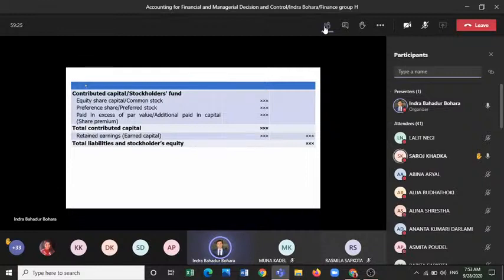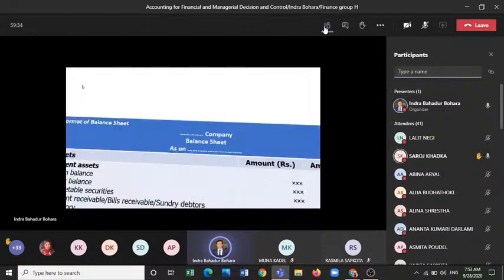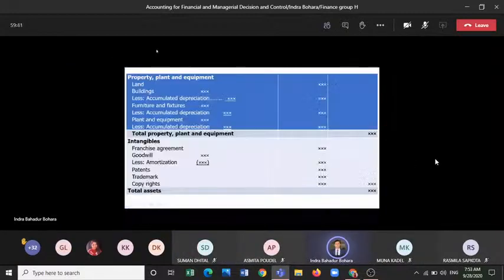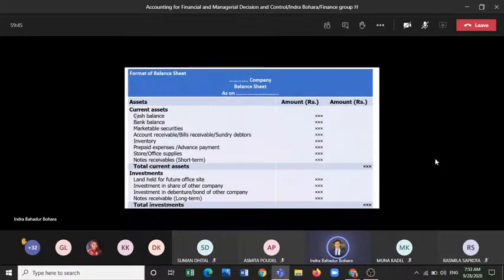this is the basis of preparing the balance sheet under the liquidity basis. Under the permanency basis, you will start from the fixed assets or PPE first. पहिला हामी PPE बाट सुरु गर्छौं, then we write intangibles, then only after that we write current assets, investment and current assets. यसरी अर्डरमा राख्छौं, that is permanency base.